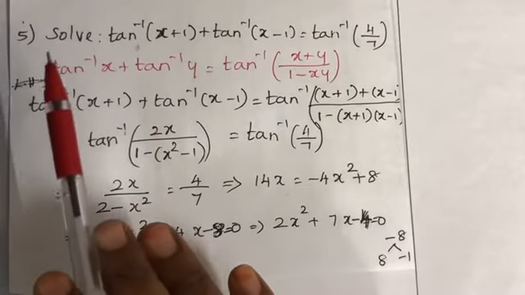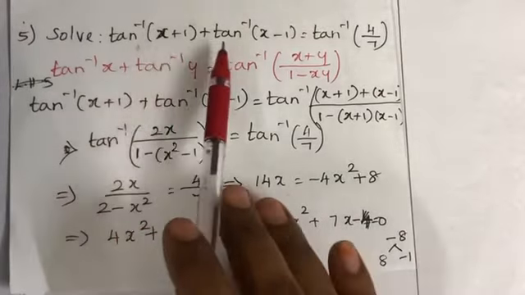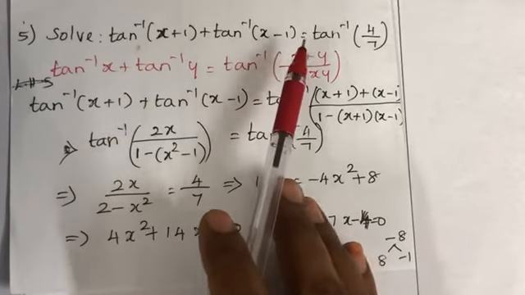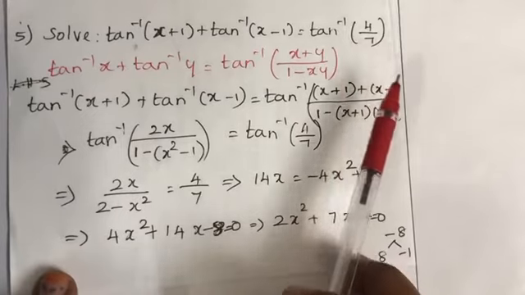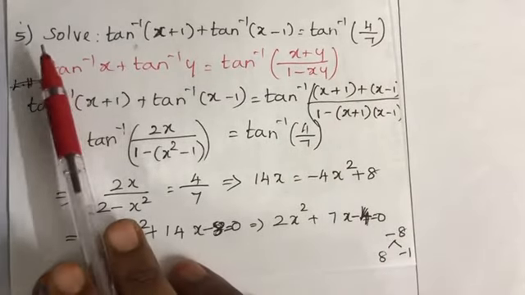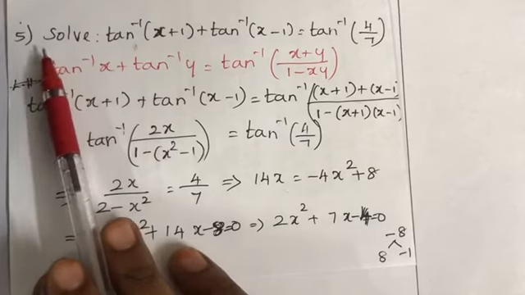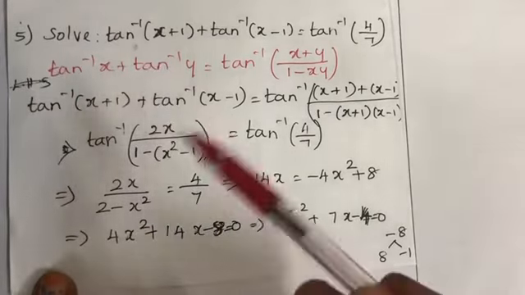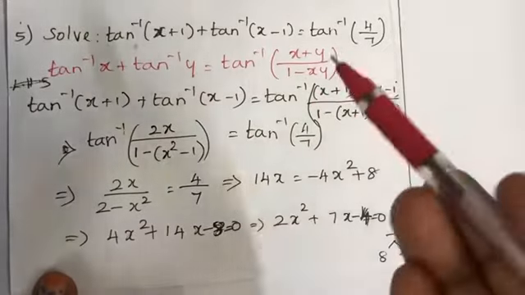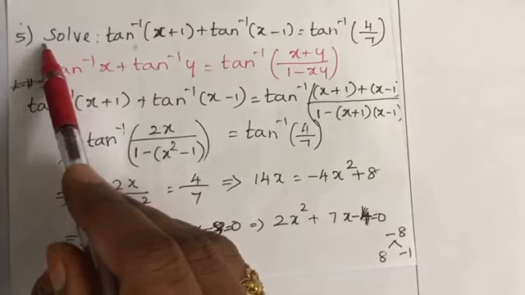Fifth one, solve tan inverse x plus 1 plus tan inverse x minus 1 is equal to tan inverse 4 by 7. Here it's not show that or prove that. If it is given like that, then we'll take one side, that means either left hand side or right hand side, then we'll prove the other side. Okay, but here it is solve.